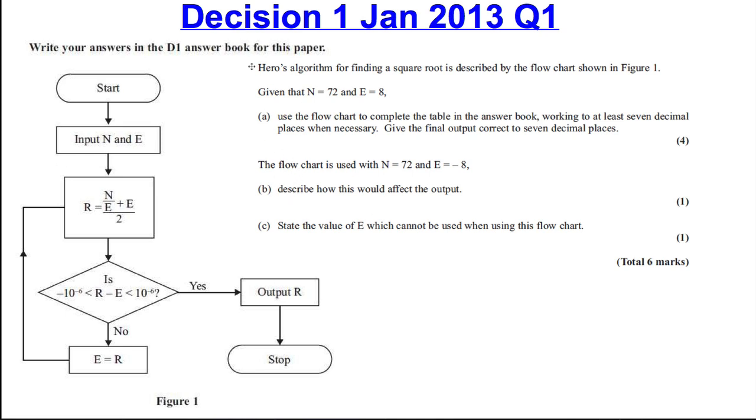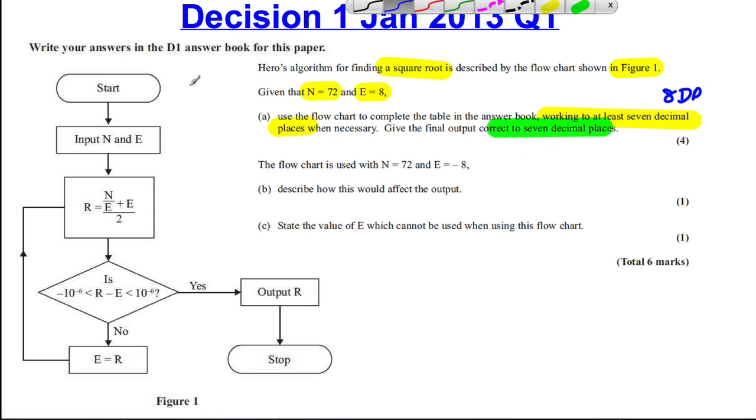But when you are doing it, have a quick read through the question and think about it before you launch in. So here's an algorithm for finding the square root of a number. Given that n is 72 and e is 8, use the flowchart to complete the table in your answer book, working to at least 7 decimal places. So I would say let's work to 8 decimal places as we go along. Give your final answer correct to 7 decimal places.